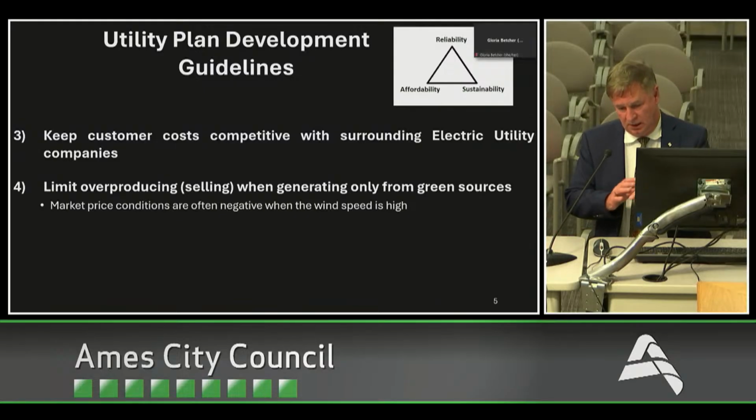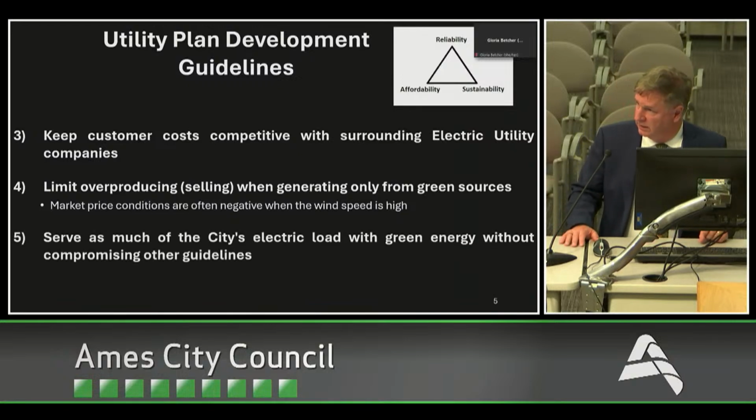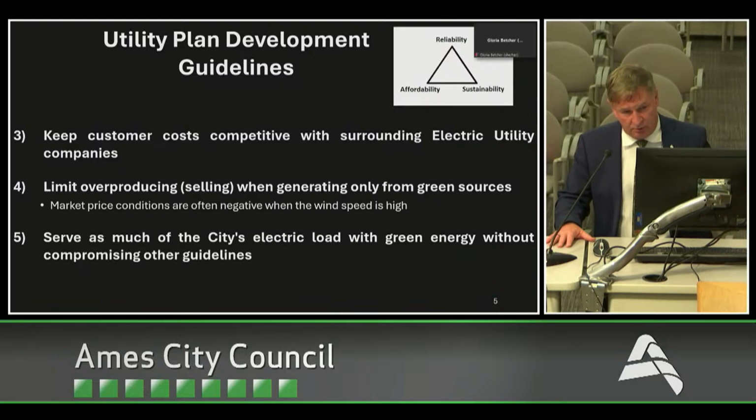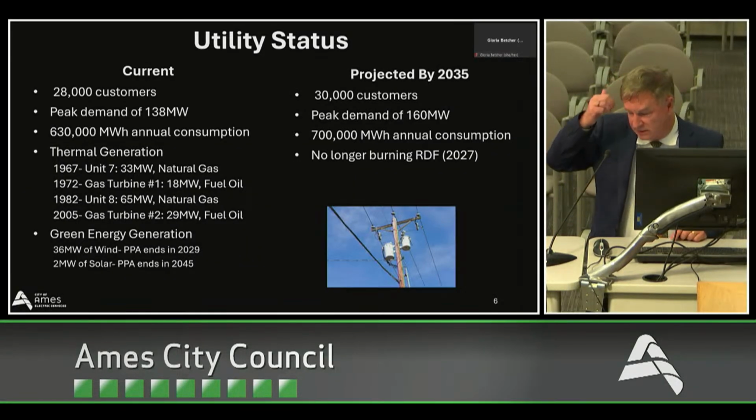So in our scenario, we wanted to make sure that we're building to meet our needs, not building for speculation or anything like that. This changes a little bit if you start thinking about batteries and what you can do, but I won't go there yet. And then the last thing is basically we do want to be a sustainable community. So we want to serve as much of the city's electric load with green energy without compromising the other four bullets. Where are we at today?